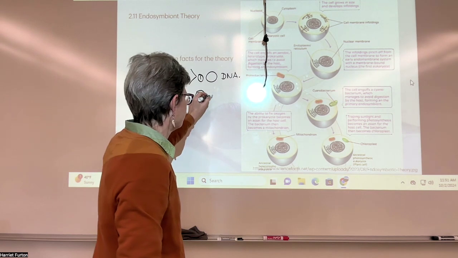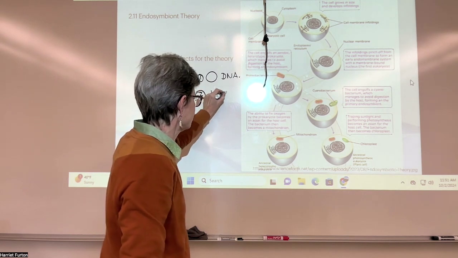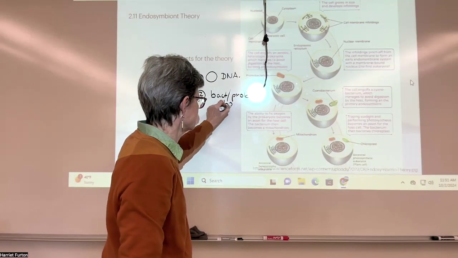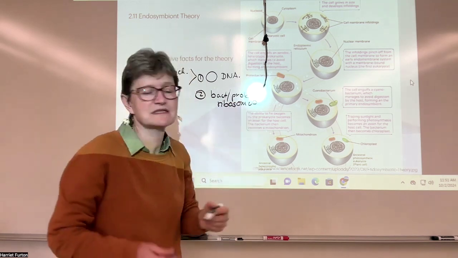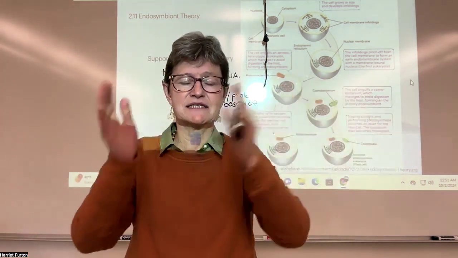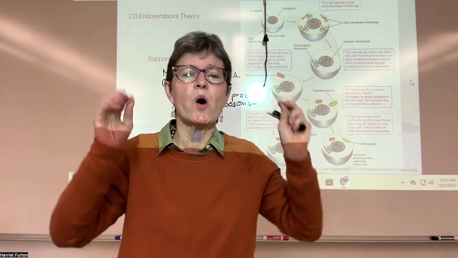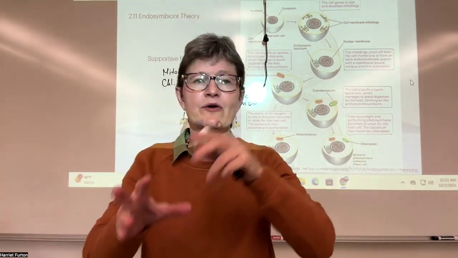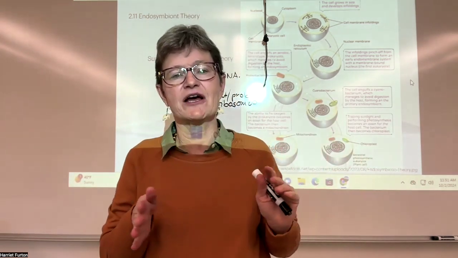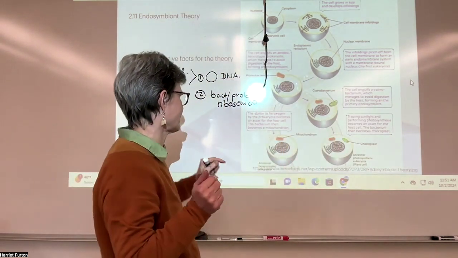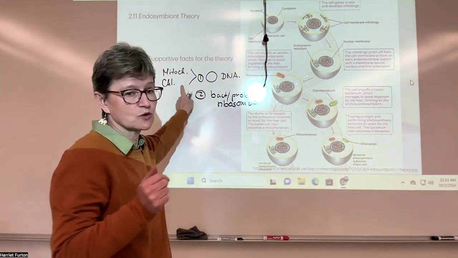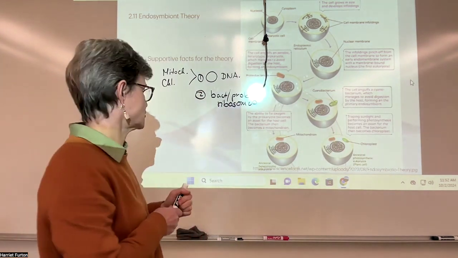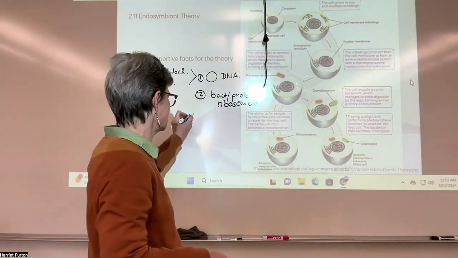Number two, they have bacterial, prokaryotic ribosomes. I mentioned at the beginning that prokaryotes and eukaryotes both have ribosomes. They are almost the same, but not exactly. Prokaryotes have slightly different ribosomes compared to eukaryotes, and the mitochondrion and the chloroplast have prokaryotic ribosome structures inside their bodies.